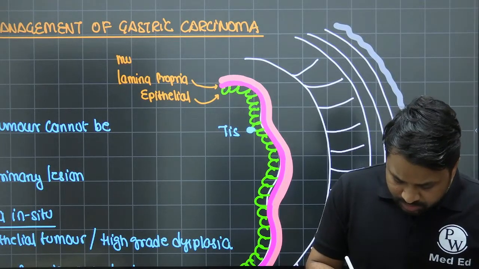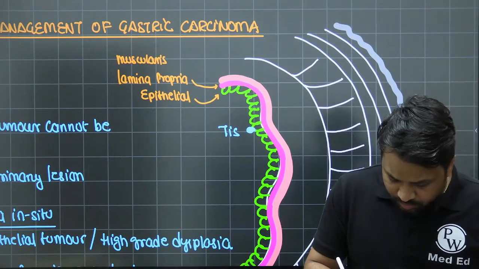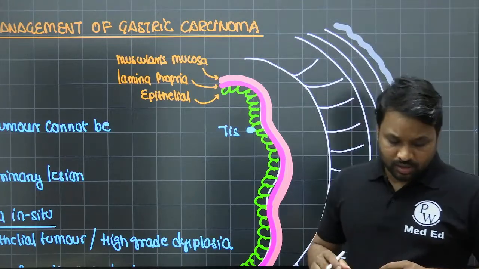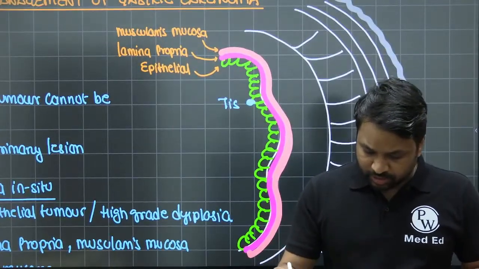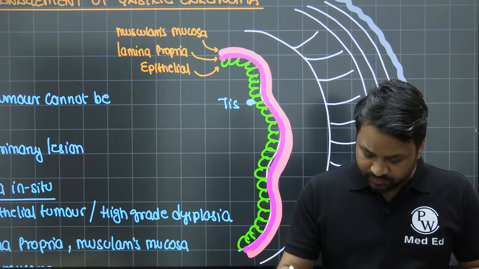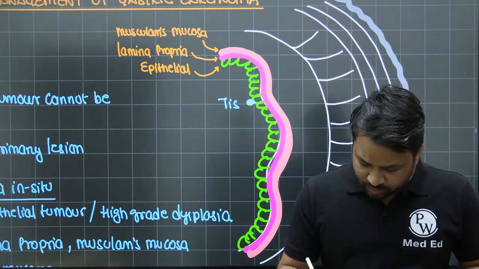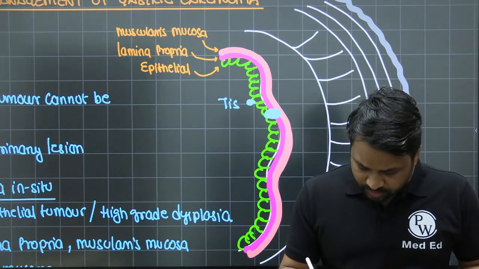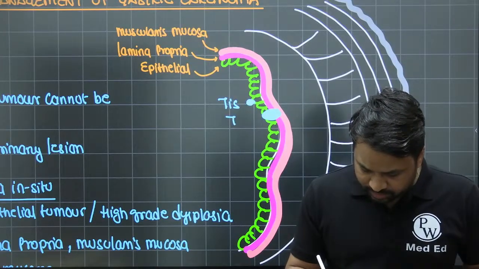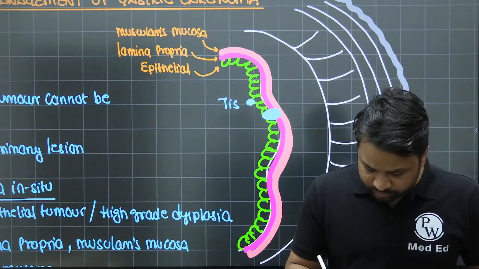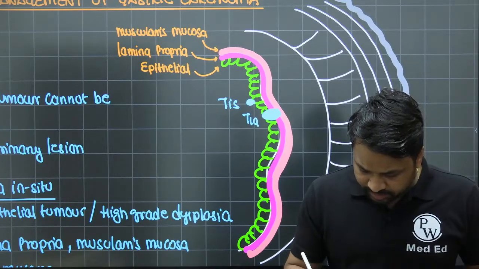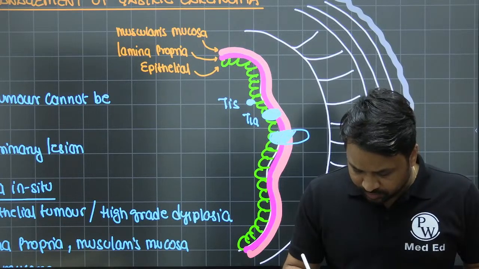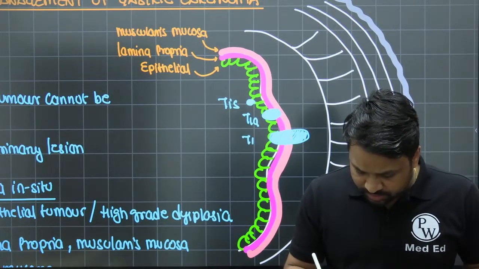And the muscularis, right? Now here we are talking about a tumor that is being formed. If it goes all the way to this point, this is what we call a T1A tumor. If this involves the submucosa, involving the submucosa, this is T1B.